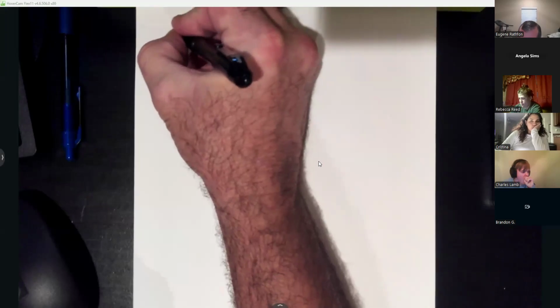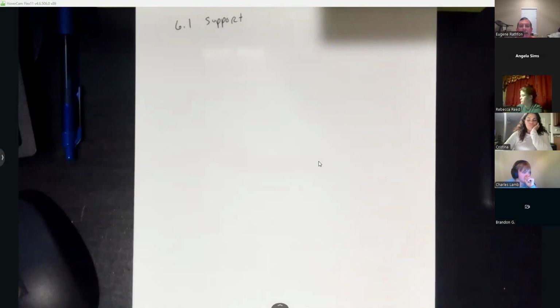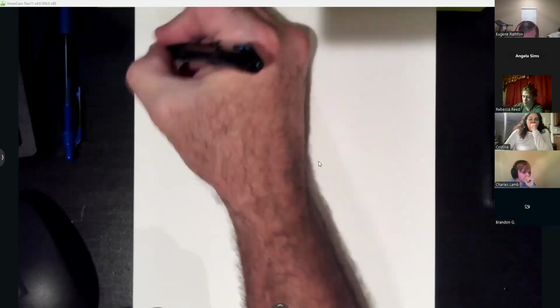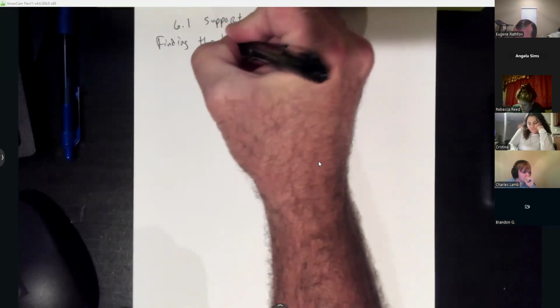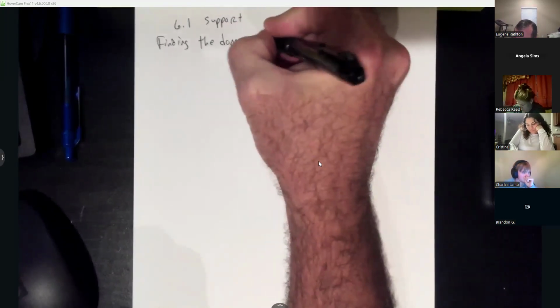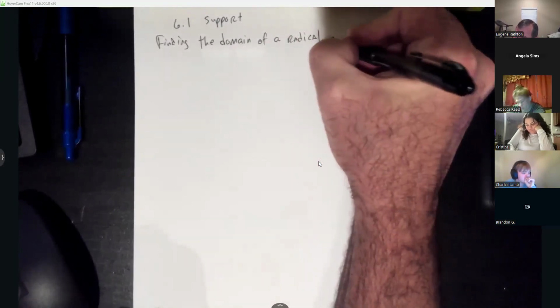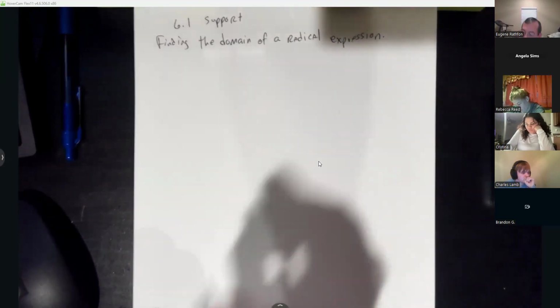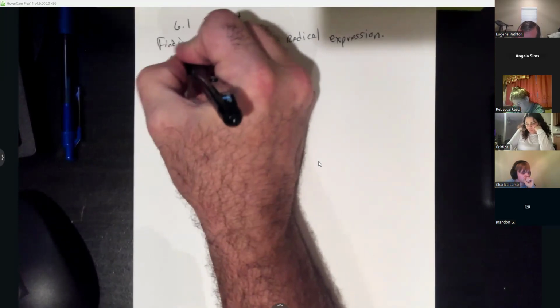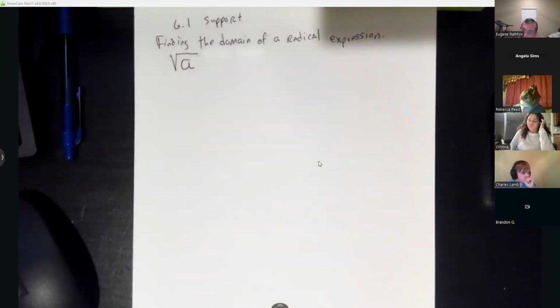Y'all, so like I said, this is 6.1 support, and this deals with domain of radicals. So this is finding the domain of a radical expression. And y'all remember when I talk about radicals, we're talking about square roots in this section, okay?